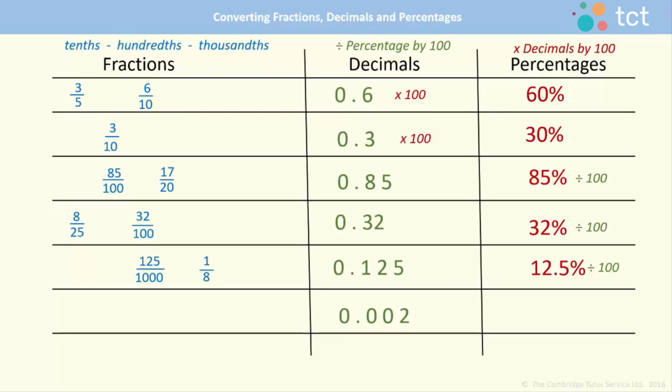And finally, we have the decimal, 0.002. That 2 is under the thousandths column. So we have 2 over 1,000. And if you were asked to simplify that, it would be 1 over 500. As a percent, we multiply it by 100, and that's 0.2%.